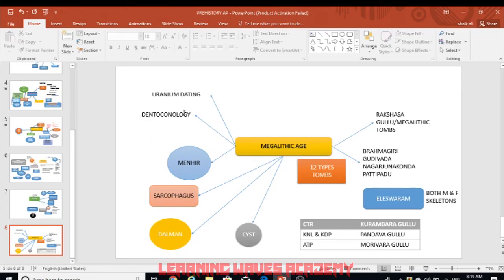Then again, this is dendrochronology. What is dendrochronology? It is a science in which the age is determined based on the rings developed in old trees. When we fell an old tree, we can find circular rings inside, alternately thick and dark and light circles. By counting the rings formed in the stem of that old tree, we can determine the age of the tree.